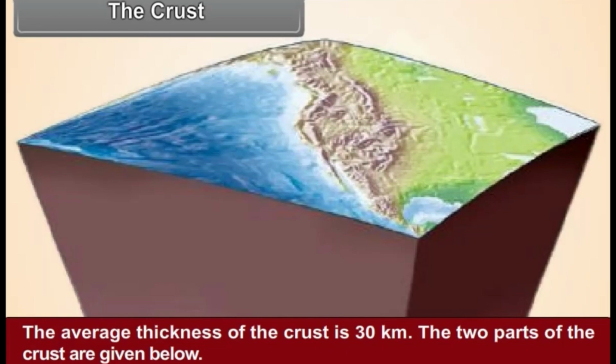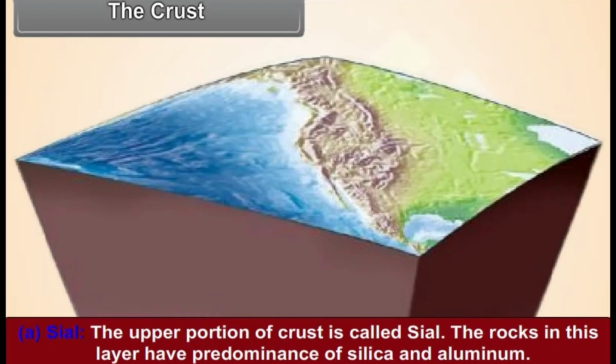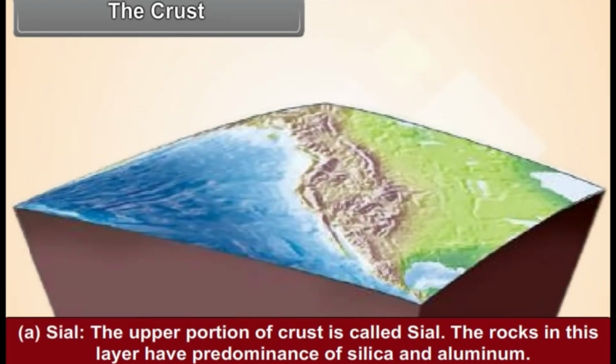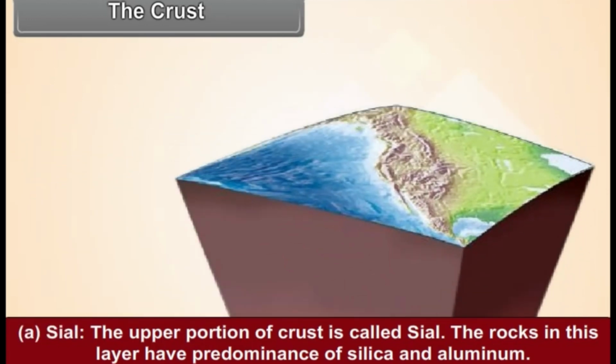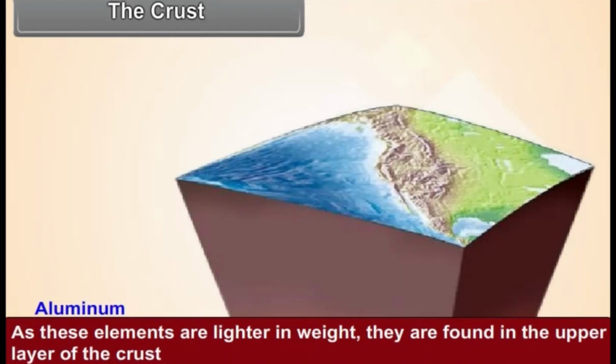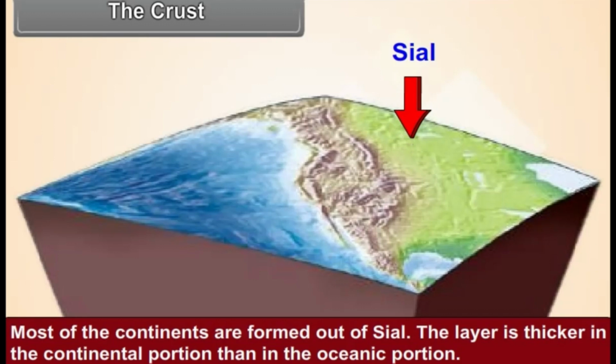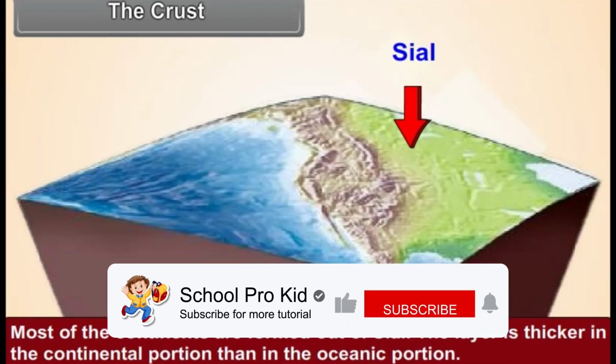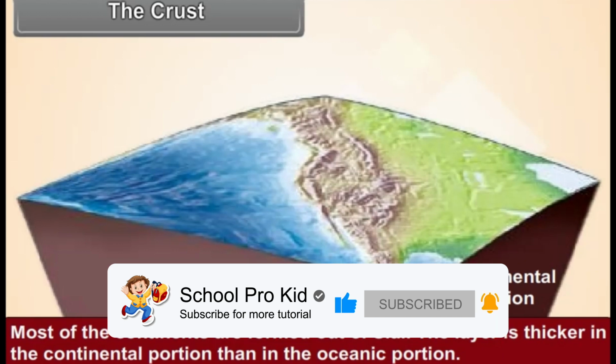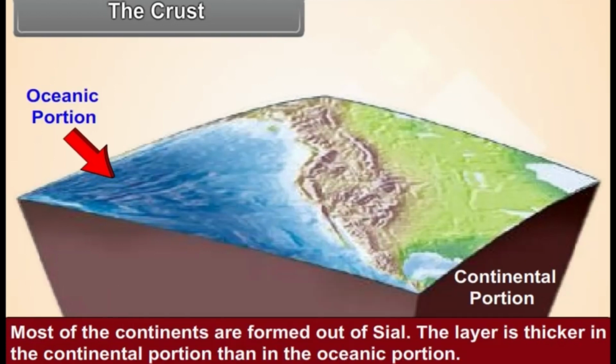The two parts of the crust are given below. Sial. The upper portion of the crust is called Sial. The rocks in this layer have predominance of silica and aluminium. As these elements are lighter in weight, they are found in the upper layer of the crust. Most of the continents are formed out of Sial. The layer is thicker in the continental portion than in the oceanic portion.